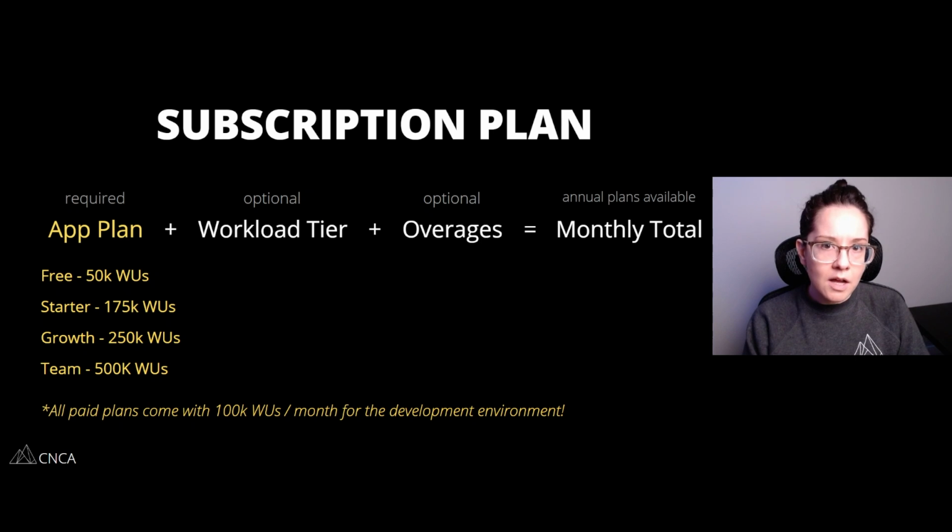Each level of your base app plan will come with a certain amount of workload units that you can use, okay? And then it resets in the next billing cycle. So right now you have a free plan available to you that comes with 50,000 workload units. You have the first paid plan, which is the starter plan, that jumps up quite a bit to 175,000 workload units, and you can see that it goes up from there.